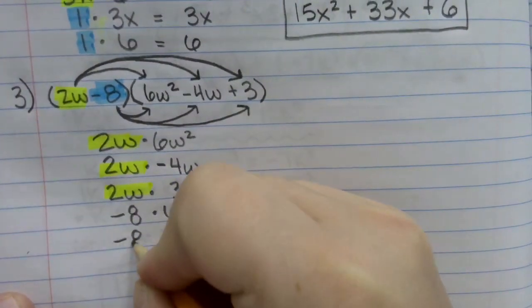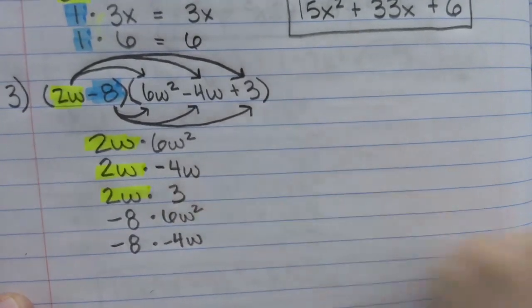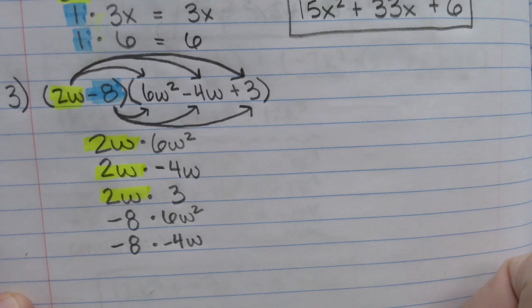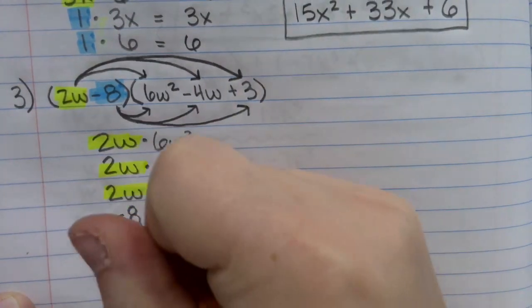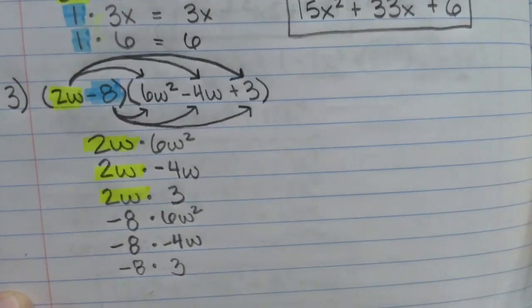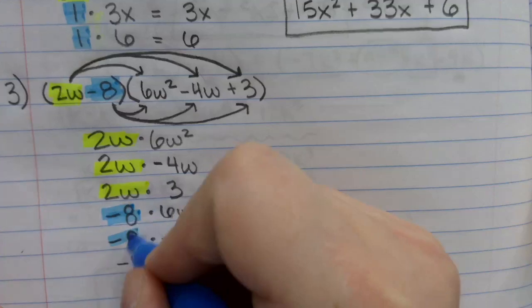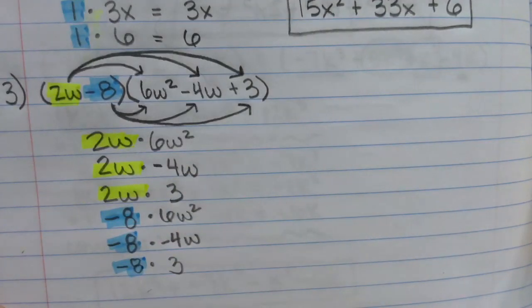Negative 8 times negative 4w. And negative 8 times 3. Oh boy. Alright, now, if multiplying is not your strong suit, that's fine. Use a calculator.